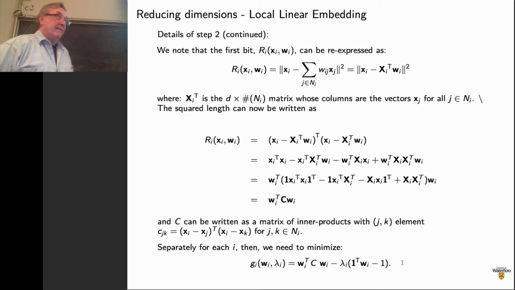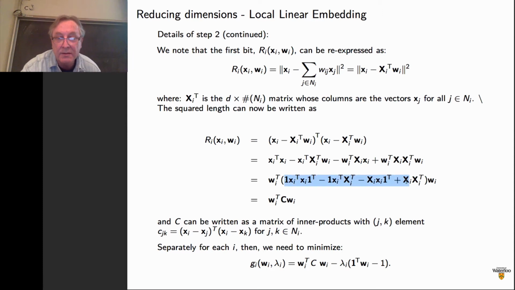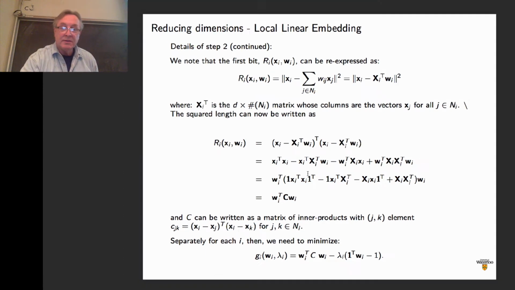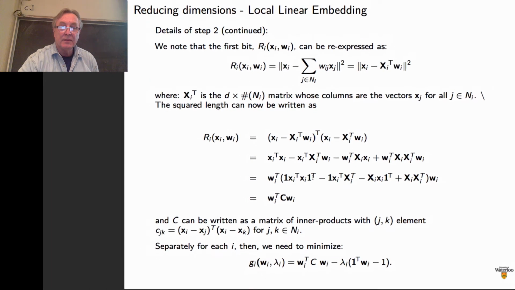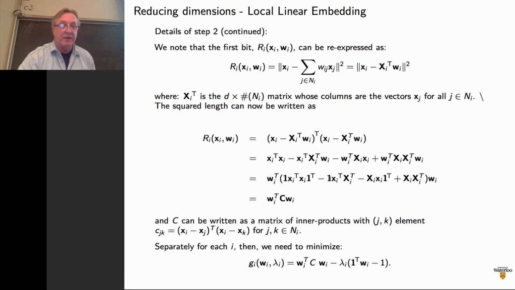Yes? How do you know C is symmetric? How do I know that C is symmetric? Well, take this and take its transpose. So this thing is going to be itself again. This is going to turn into that. That's going to turn into that. And this will be itself. And now you can differentiate that.